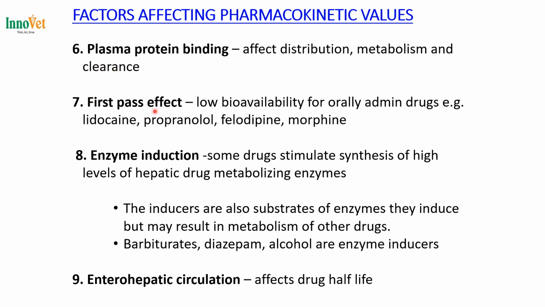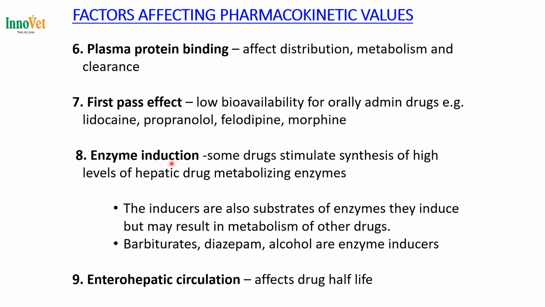The next one is the first pass effect. Those drugs that need to first be delivered to the liver for metabolism before they are released into the general circulation, this lowers their bioavailability, more so for those drugs that are orally administered. For example, these are supposed to utilize the enterohepatic circulation before they are released into the general circulation. For example, lidocaine, which is a local anesthetic, propranolol, felodipine, and morphine, which is a narcotic analgesic.